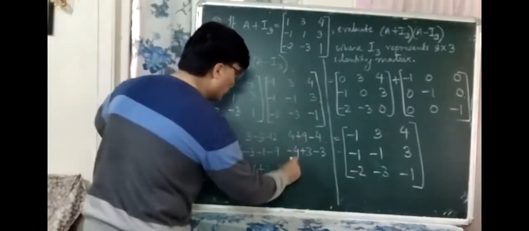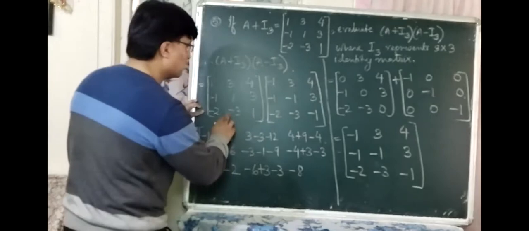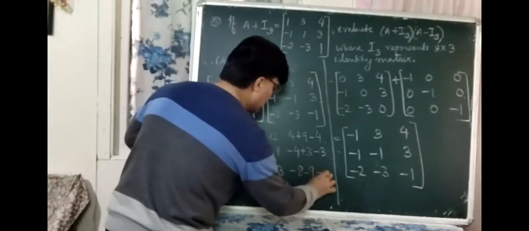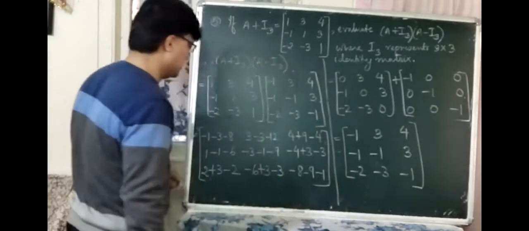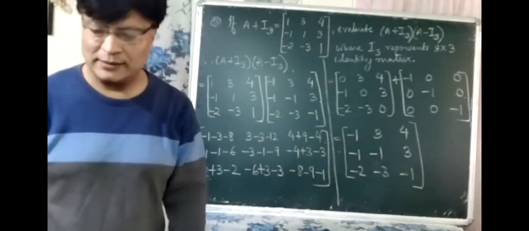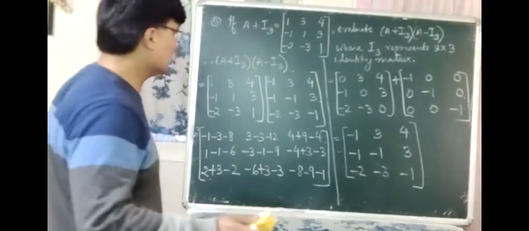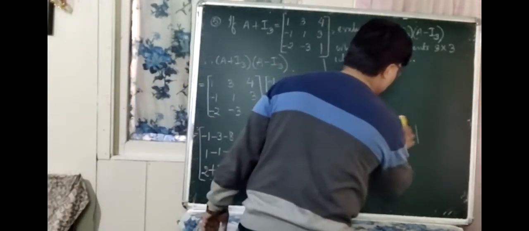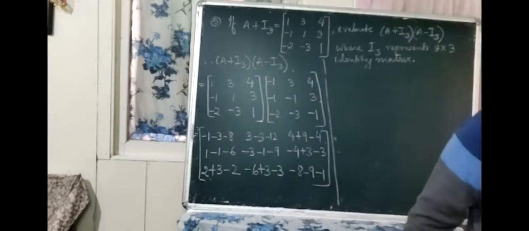Minus 2 into 4, minus 8, minus 3 into 3, minus 9, 1 into minus 1, that is your minus 1. So we have multiplied these two matrices, okay? So let us find out, let us simplify it once again.